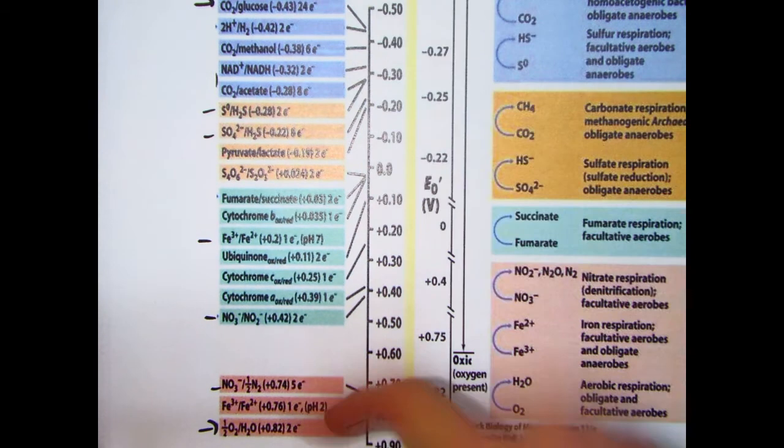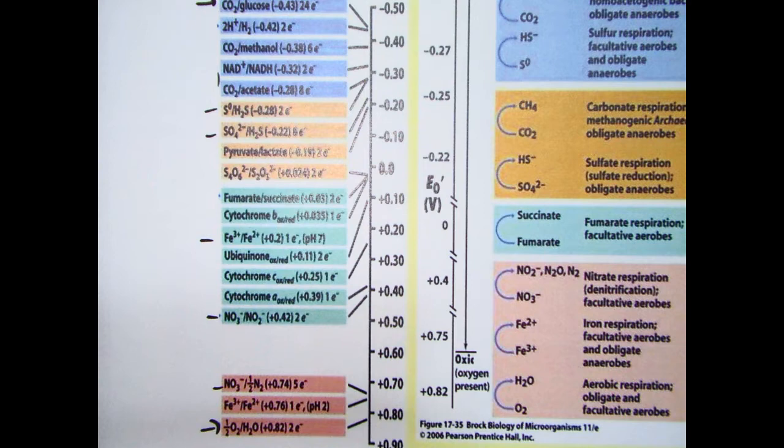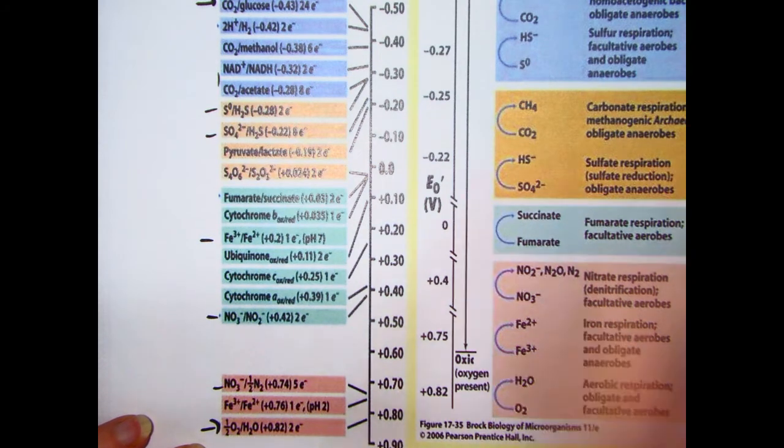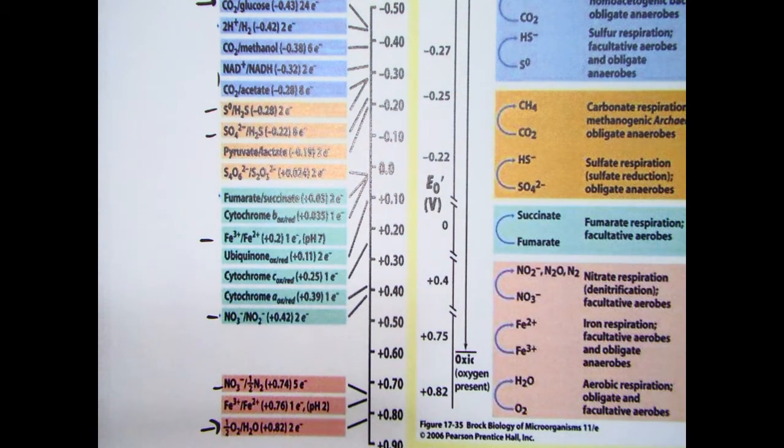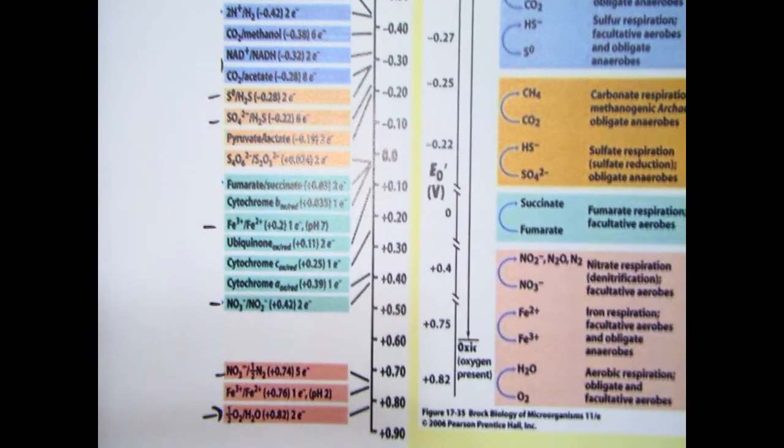So the larger the delta E naught prime, the more ATP will be produced, and the faster the cells can grow. And so the faster the cells can grow in a finite period of time, the more cells you'll have, right? So if the cell can use oxygen, you'll always have the most cells and the fastest growth rate with oxygen. And then for these anaerobic respiration options, you'll have a slower growth rate and fewer cells.